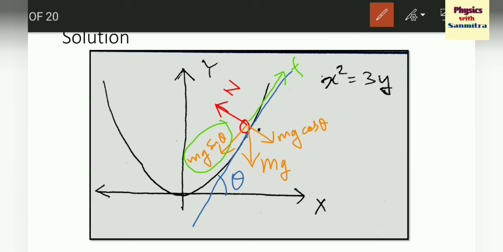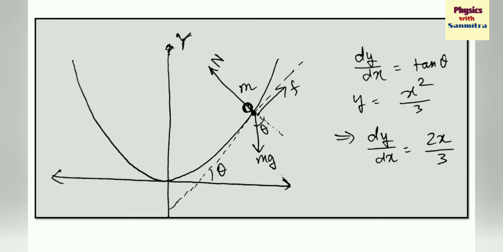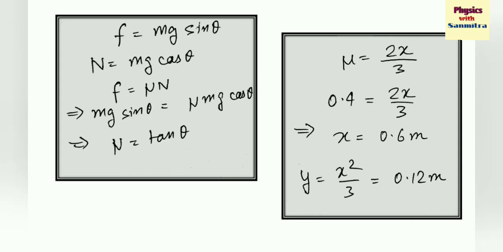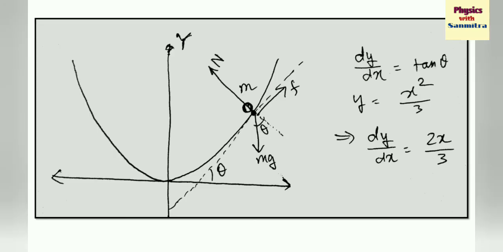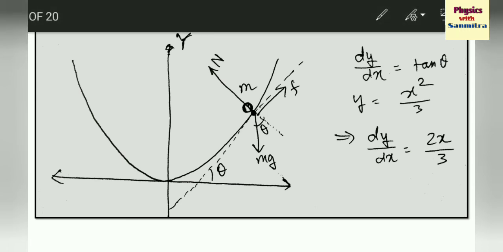This is a free body diagram. Now we will find the limiting condition, that is f is equal to mg sin theta, n is equal to mg cos theta. That is the same thing. Before that, can we find this theta with respect to x and y? We are not asked to find theta. That is very simple: theta will be tan inverse of mu. That you can also do. But we are asked to find x and y.